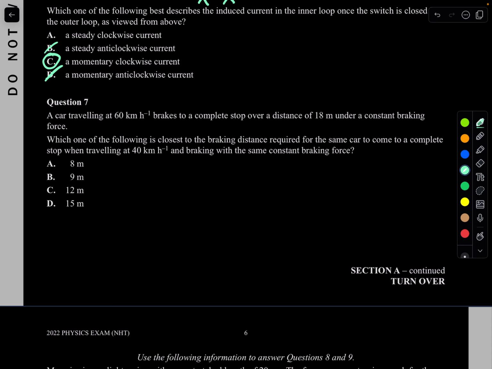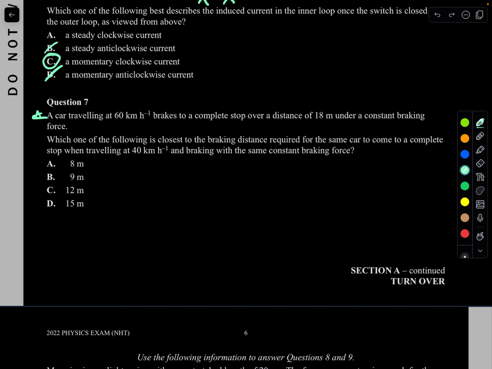Does it say the same braking force? Okay, so let's look at 7. Let's look at this part here first. A car traveling at 60 kilometers per hour brakes. So convert all these to meters per second. To convert kilometers per hour, you just divide by 3.6.